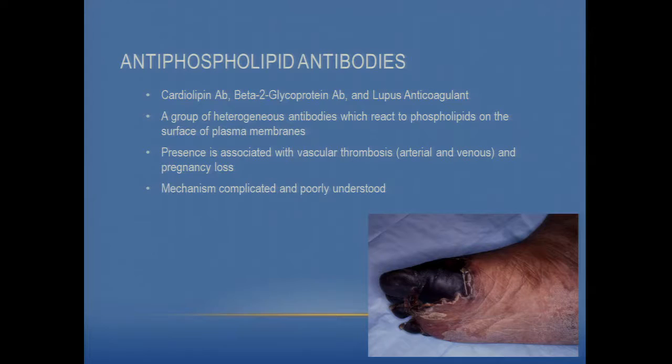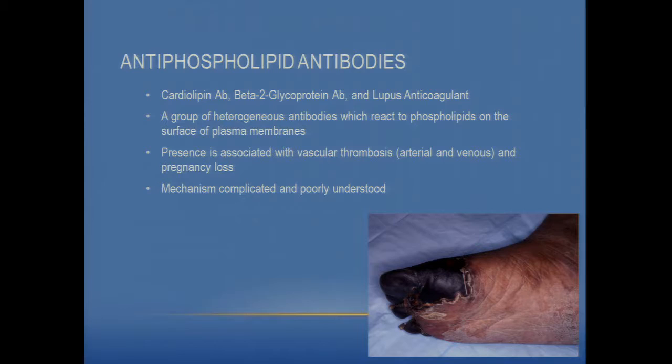We commonly refer to them as anticardiolipin antibody, anti-beta-2 glycoprotein antibody, and the lupus anticoagulant. And these are antibodies which react to the phospholipids on the surface of plasma membranes. And when they do that, they cause all sorts of problems, including arterial thrombosis, which I'm not really going to talk about in this talk very much, venous thrombosis, as well as pregnancy loss, miscarriage.